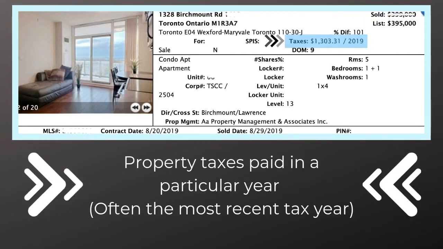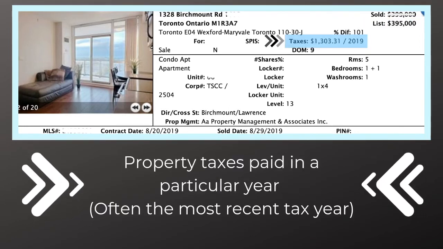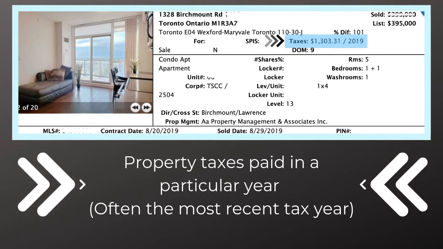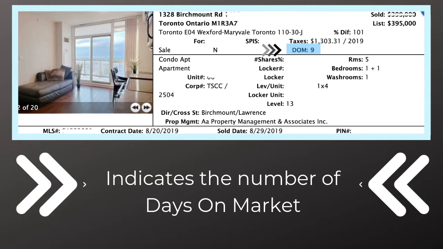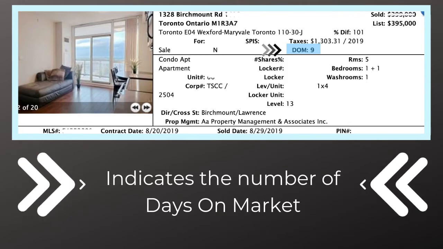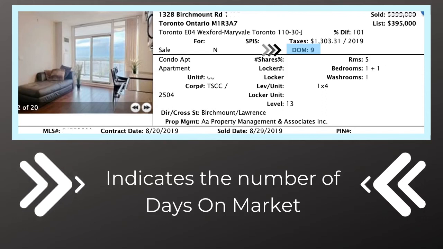The next one is property tax. It's the property tax that was paid in a particular year, most often the recent tax year. The next one is DOM, which means days on market. How many days has it been on the market since they posted it first on MLS?